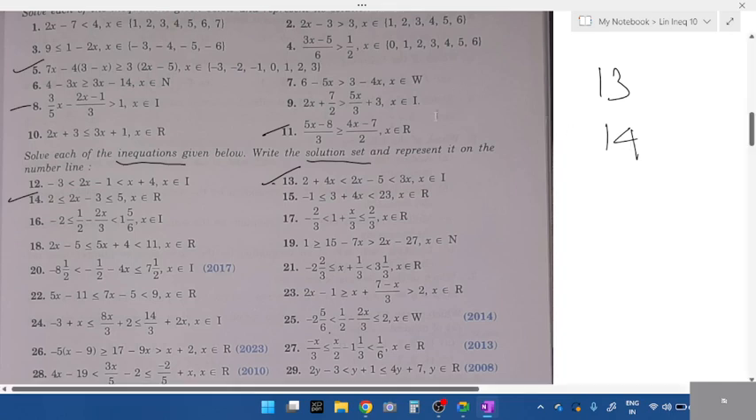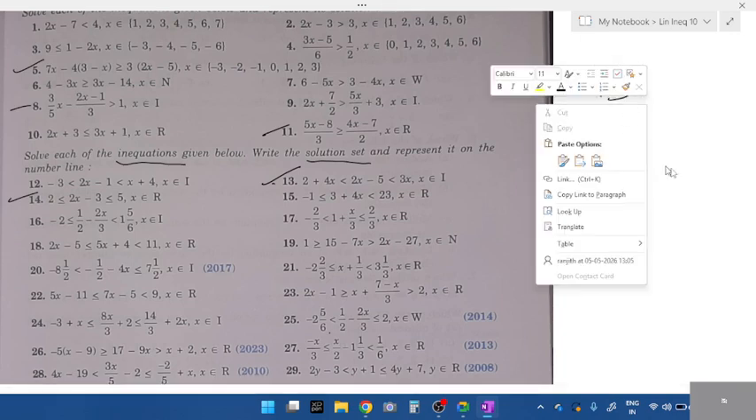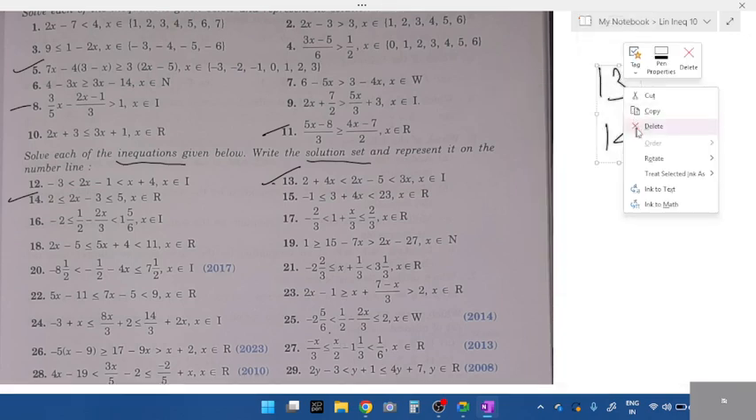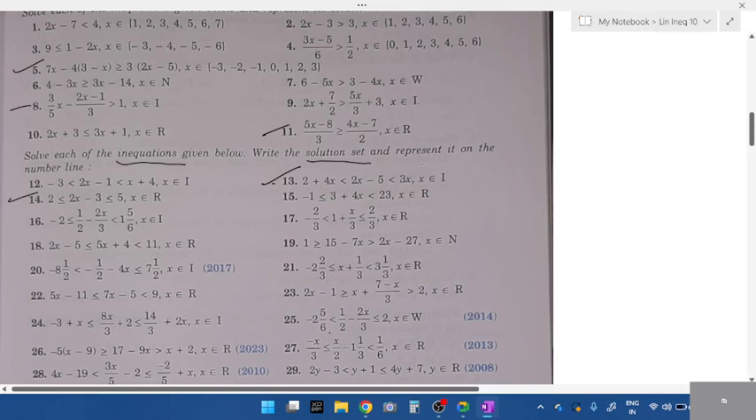Completed, all of you done? 13 and 14? 2 plus 4x less than 2x minus 5 less than 3x, x belongs to I. 2 less than or equal to x. Okay, just last thing, students. How do you split the 13th one? Tell me that, we'll end the class. How do you split the 13th into two questions?